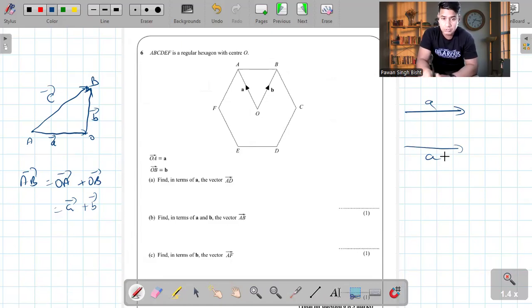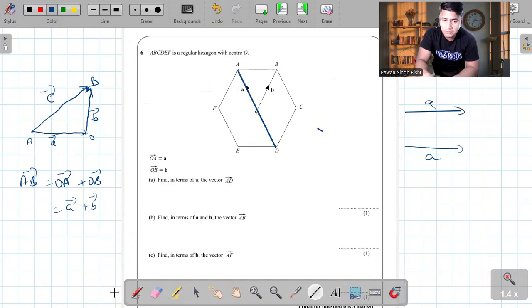Okay. Now you see, they say find in terms of A the vector AD. So this is AO, right? And this is called a regular hexagon. What is the quality of a regular hexagon? All sides are the same and all angles are also the same. So when I produce this AO until OD here, this is AD. From O to A is already given as A.